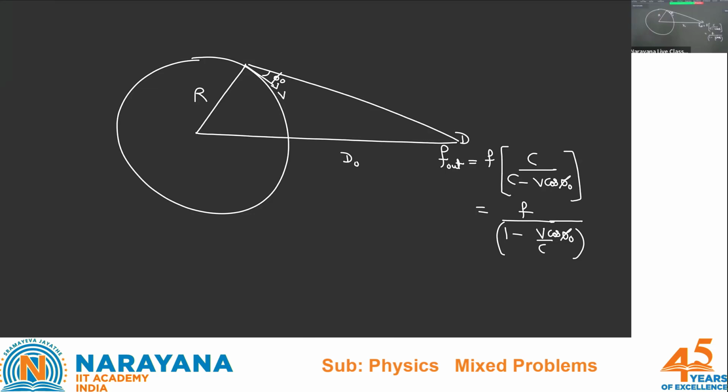F max is coming out as... phi naught will be 0, and in the other case it will be -1. So +1, -1. So what I am getting, for the two tangential positions, is F upon 1 minus V by C and F upon 1 plus V by C.